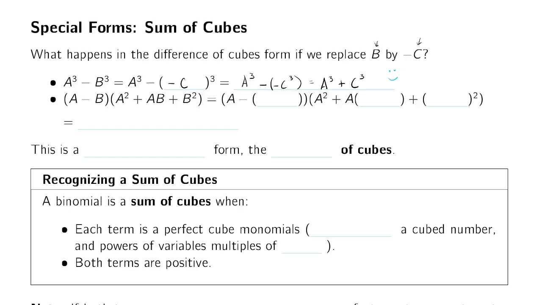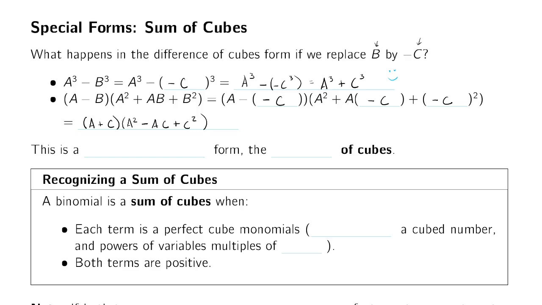The difference of cubes factors as a minus b times a squared plus ab plus b squared. Let's replace the b by a negative c and see what happens. Well, I have a minus negative c. That's going to be a plus c. And then a squared. A times negative c is a negative a times c. Negative c, when I square it, the negatives cancel out, and I'll get a positive c squared.